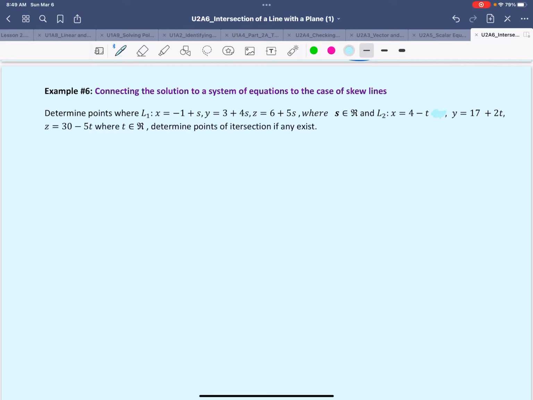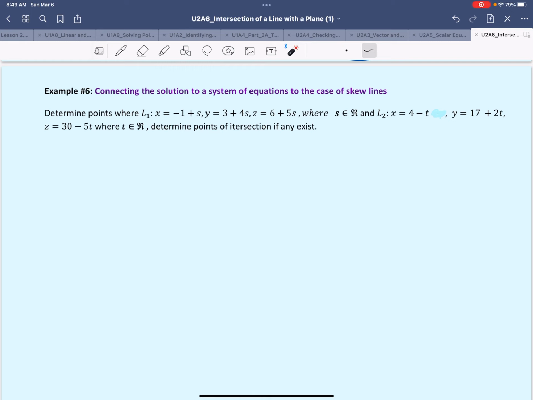Hello and welcome back. We're going to take a look at another example where we have to find the intersection of two lines, and we're expecting to find two skewed lines in here. So we'll see how that reflects when we are solving the problem algebraically.